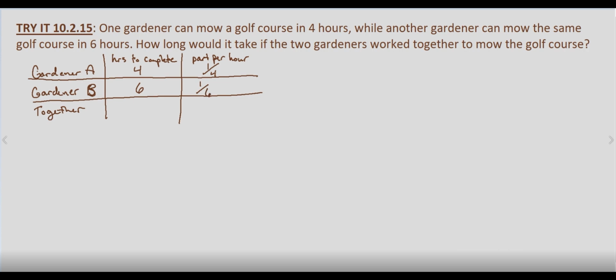So together, we're just going to look at this being T, and therefore the time per hour. So we're asked how long would it take. That's what we're calling T. So if it takes T hours to complete, the part completed per hour is 1/T.